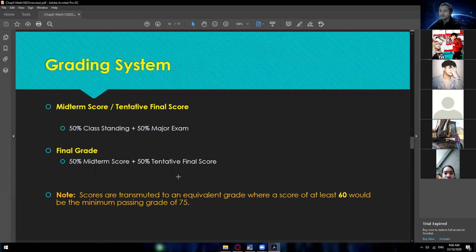Okay? So here's how I grade or how I calculate your grade. So midterm score divided by tentative final score or the tentative final score. Okay?